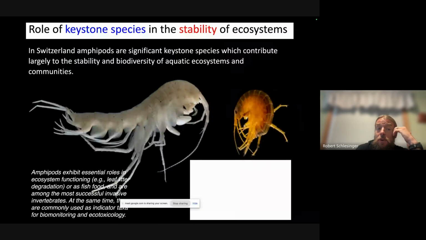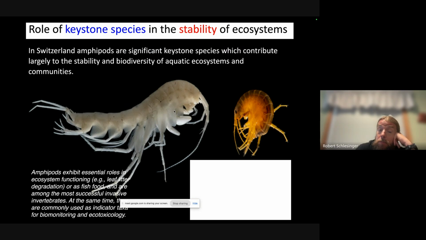And so I mentioned they're not always flashy. They're not always big species. In Switzerland, amphipods are keystone species. These little guys help with decomposition, which is a flux or a flow, a way carbon moves from one place to another.